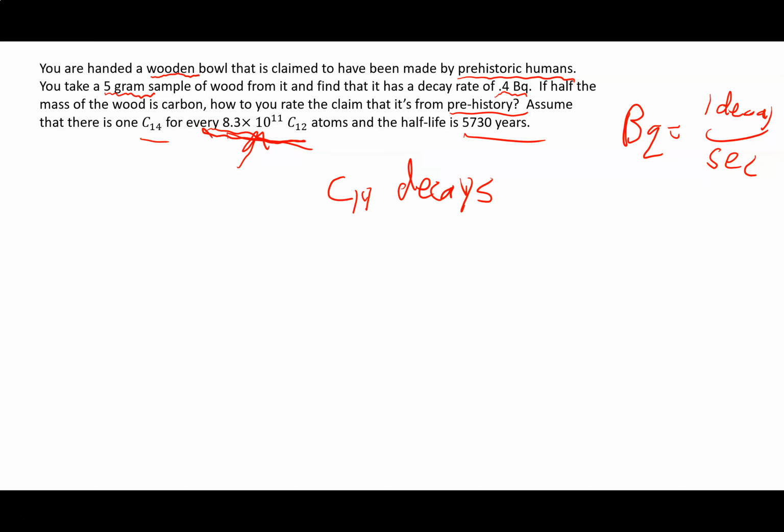But a tree, once it dies, doesn't absorb any new carbon. So it has only whatever carbon it has. Therefore, the amount of carbon-14 at that moment will be the maximum amount it could ever have, because after that it will decrease. So that's basically how we'll find our N naught, the initial number of carbon-14 we have. Okay, so how do we calculate that?